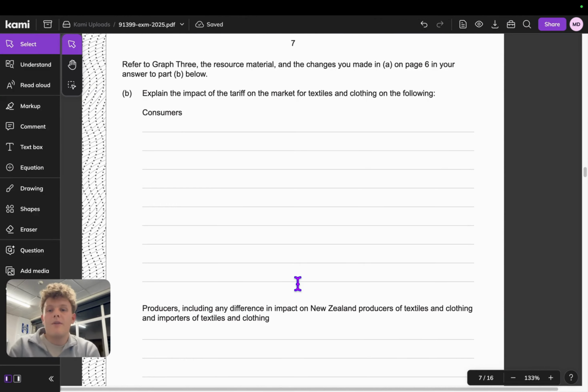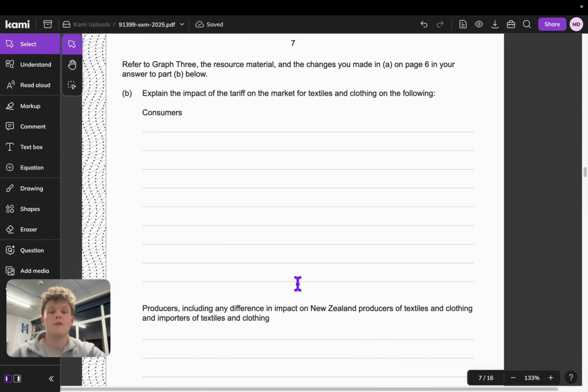Refer to graph 3, the resource material and the changes you made on page 6 in your answer. Explain the impact of the tariff on the market for textiles and clothing on the following: the consumers. We know the structure here. We go price, we go quantity, we go overall.